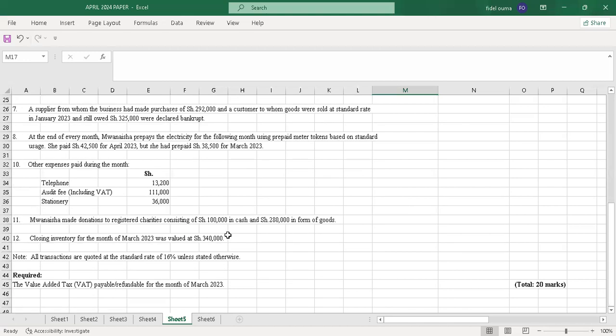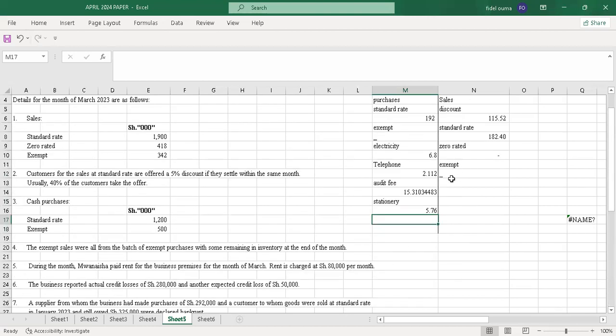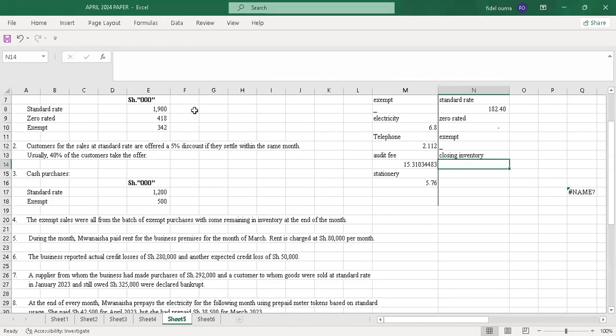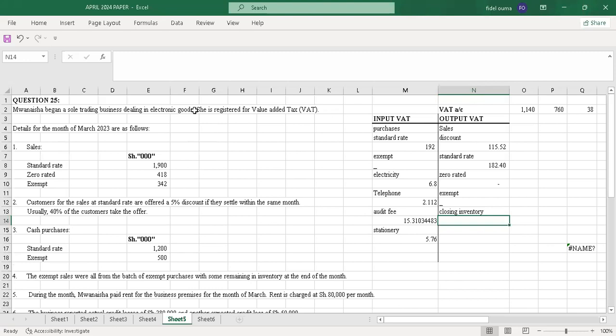So I'll go to number 12. Closing inventory for the month of March 2023 was valued at shillings 340,000. So I'll place it here. Yeah, the closing inventory is on the output. It's always on the output VAT. So closing inventory, it was 340.